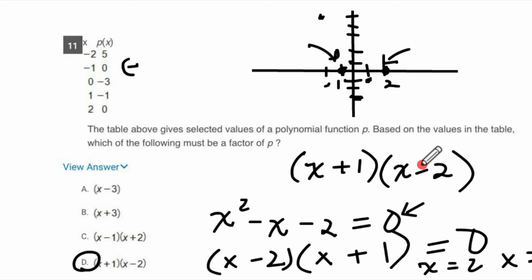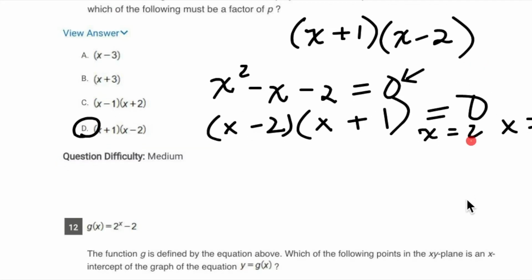So I really encourage you to watch that Mario video. It's going to be more in depth and have a couple more illustrations to help you understand that. So let's go on to number 12.